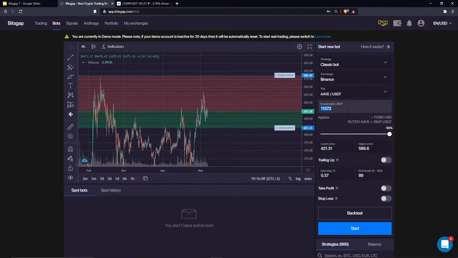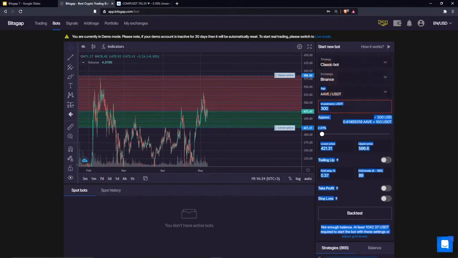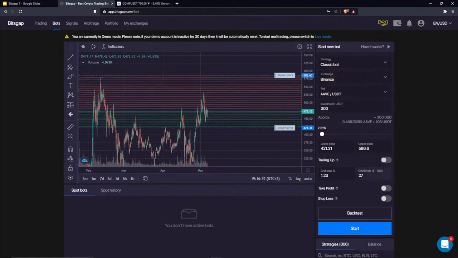Let's say you wanted to allocate only 300 USDT in this configuration with 89 grid levels. It turns out that this number is not sufficient. So you can either increase it, and in order to have 89 grid levels, you need to have the minimum of $990. You can increase the investment allocation, but if you don't want to do this, then you just need to adjust the amount of grid levels. So with only 27 grid levels, you can afford investing in this configuration where you have only 300 USDT. And by doing so, your grid step is going to be 1.23%.